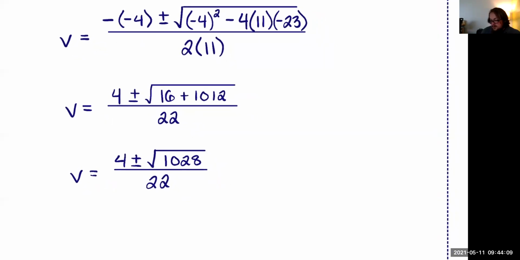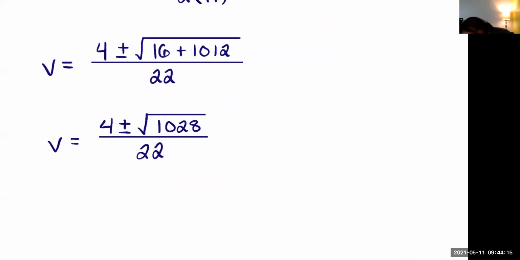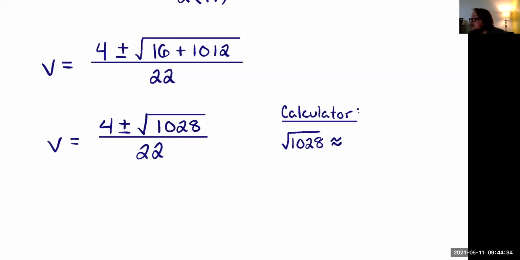Now, I don't know my perfect squares that far. So maybe if we're lucky, it's a perfect square. I doubt it though, because if it was, then it probably could have been factored. But again, just making a mental note here, we're going to use our calculator again. And I'm looking to approximate the square root of 1028. What do you guys get? 32.06. Okay.